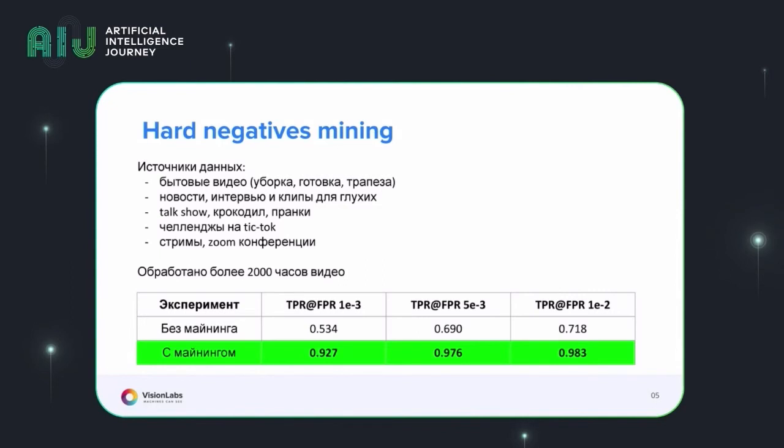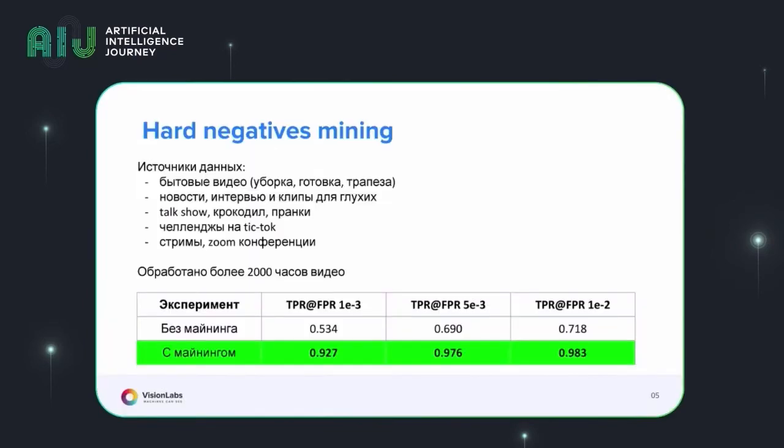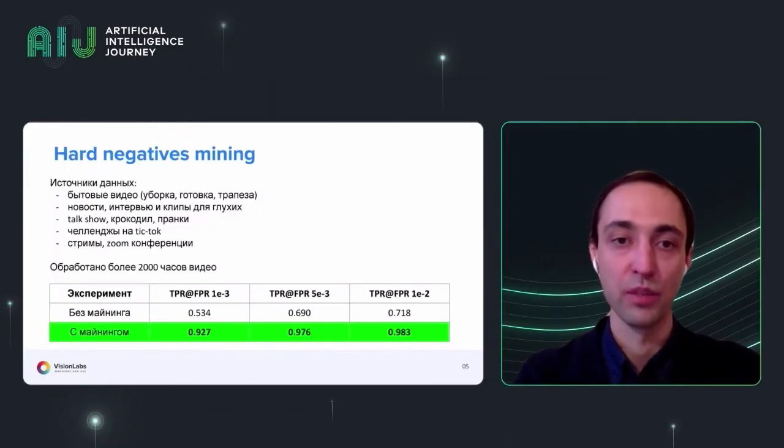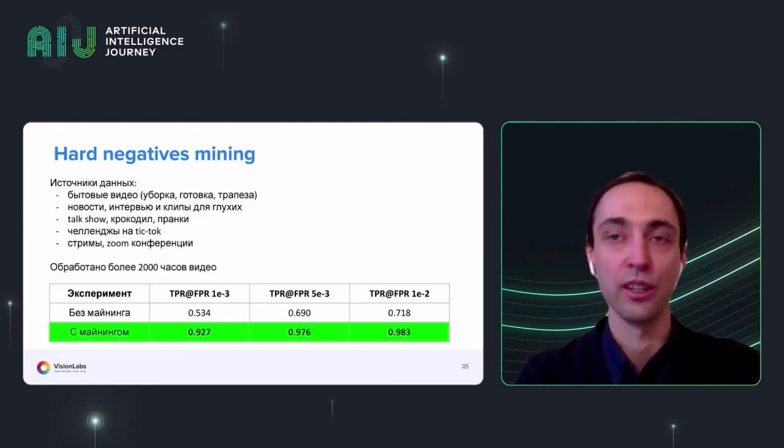And the hard negatives mining, where we ran this model through a large sample of video, trying to make sure that the model will distinguish the false positives from the true positives. So we mined those negatives from the internet, from some of the target services, like, for example, from everyday scenes where people cook or clean the apartment or eat.